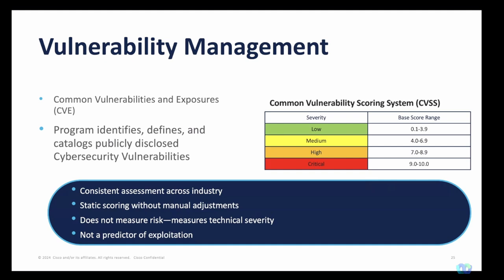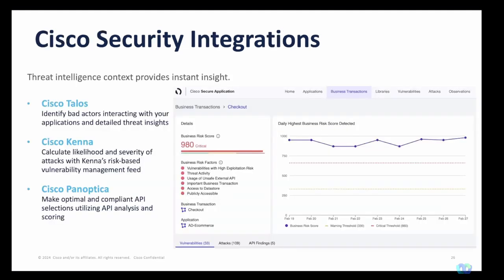So, unfortunately, the CVSS system doesn't have an element of risk. Okay. So now that's exactly what CSA overcomes. It overcomes that by virtue of integrating with three different Cisco security suites, right? One is the Cisco Talos, another is Cisco Kenna, which is now called the Cisco Vulnerability Management, and Cisco Panoptica, right?